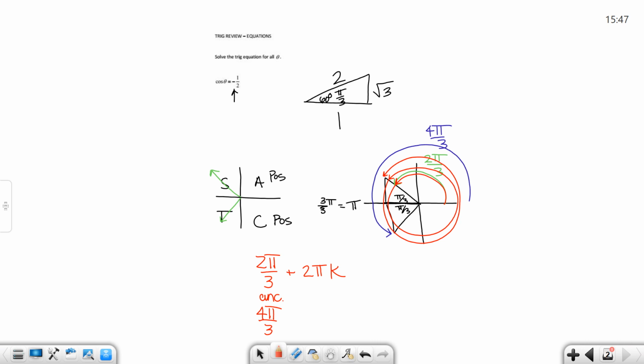So if your directions say for all theta, you're always going to throw a 2k pi or 2 pi k on the back of it, and that means going around 1 circle, 2 circles, 3 circles, 4 circles. If it just asks for 1 circle, the 2 pi over 3 and the 4 pi over 3 is great, but if it asks for more than 1 circle, that's how you would write your answer.